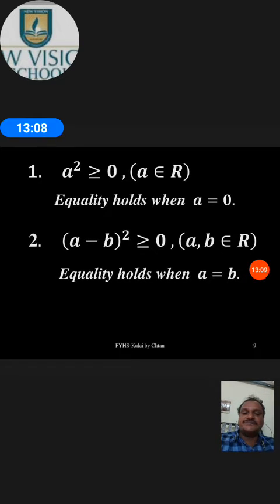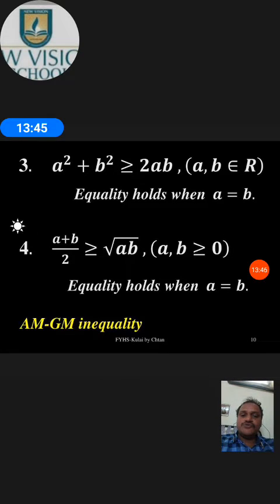Now the second one: when a and b are real numbers, a minus b whole square is also a real number and it is always positive. The same logic applies as for the first one. And equality holds when a is equal to b. When a equals b, you are going to have a minus b whole square equal to 0. Otherwise, it is always a positive number since it is a perfect square.